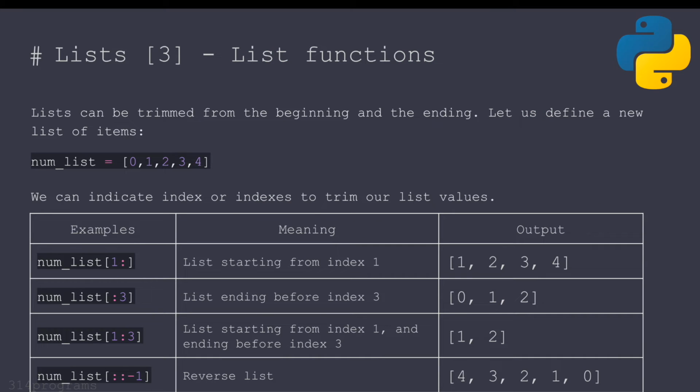Lists can be trimmed from the beginning and the ending. Let us define a new list of items. We can indicate index or indexes to trim our list values. The number at the left side of the colon is the start, while the number at the right side of the colon is the end. Note how when trimmed, the start index is included, but the end index is not included.